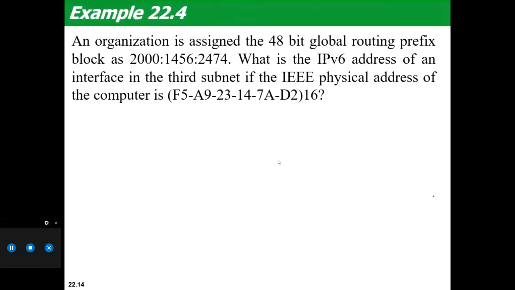An organization is assigned the 48-bit global routing prefix, and that is clearly evident from here. This is a global unicast address. What is the IPv6 address of an interface in the 3rd subnet if the IEEE physical address of the computer is this? Now, you have been exactly asked that this is my Ethernet MAC address, and I want to generate the IPv6 address, and my 48-bit global routing prefix is this. Yes. So how will this thing work out?